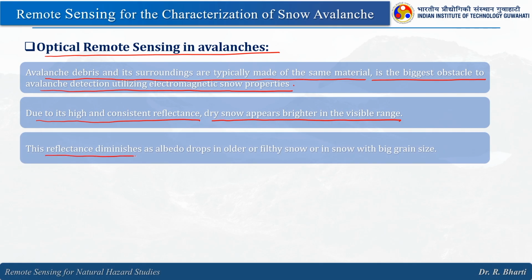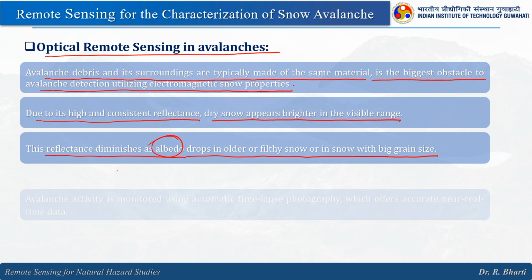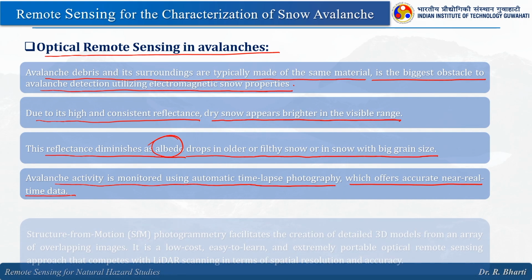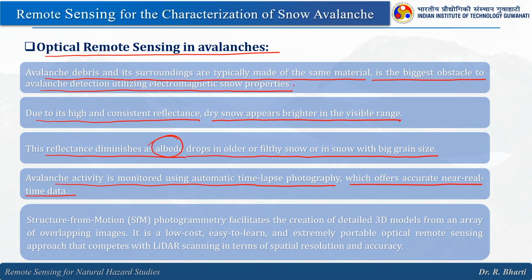This reflectance diminishes as albedo drops in older or dirty snow, or in snow with bigger grain size. So, if there is contamination or a change in the grain size, the albedo will change. Avalanche activity is monitored using automatic time lapse photography, which offers accurate near real time data, and that will help you to model this disaster.